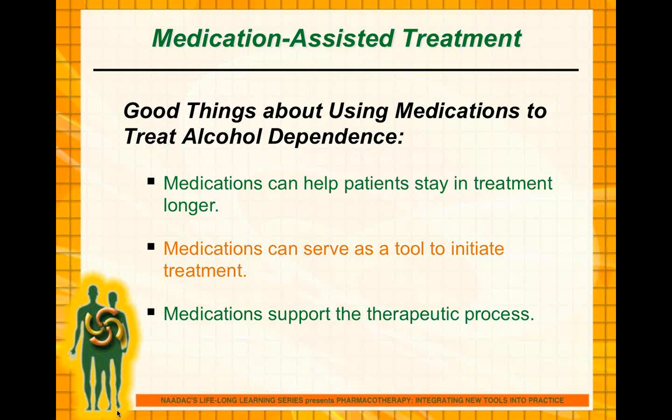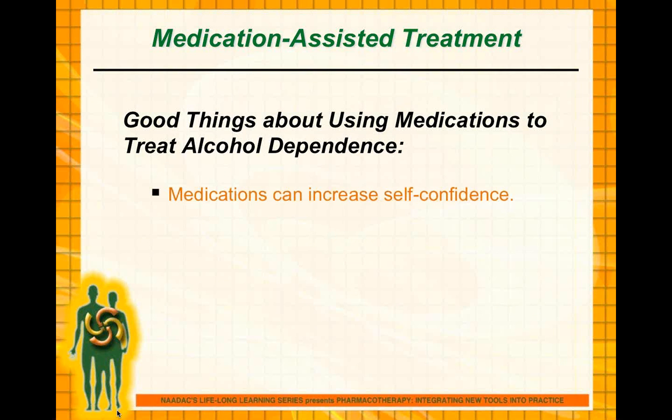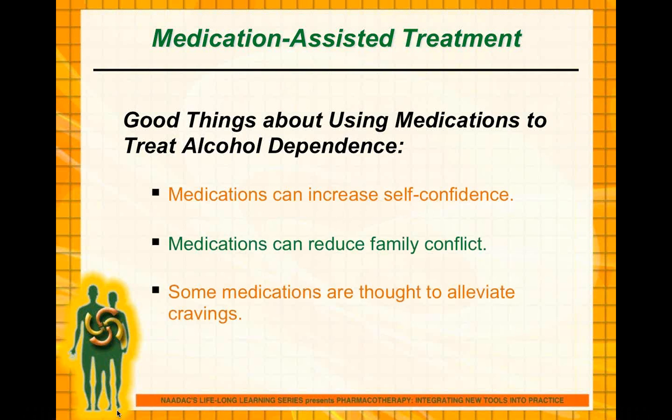It'll help that process work in conjunction. So just something to consider there. And it can also help reduce absenteeism from work. You know, it's all a part of the cycle. And medications can increase self-confidence. They can help reduce family conflict.